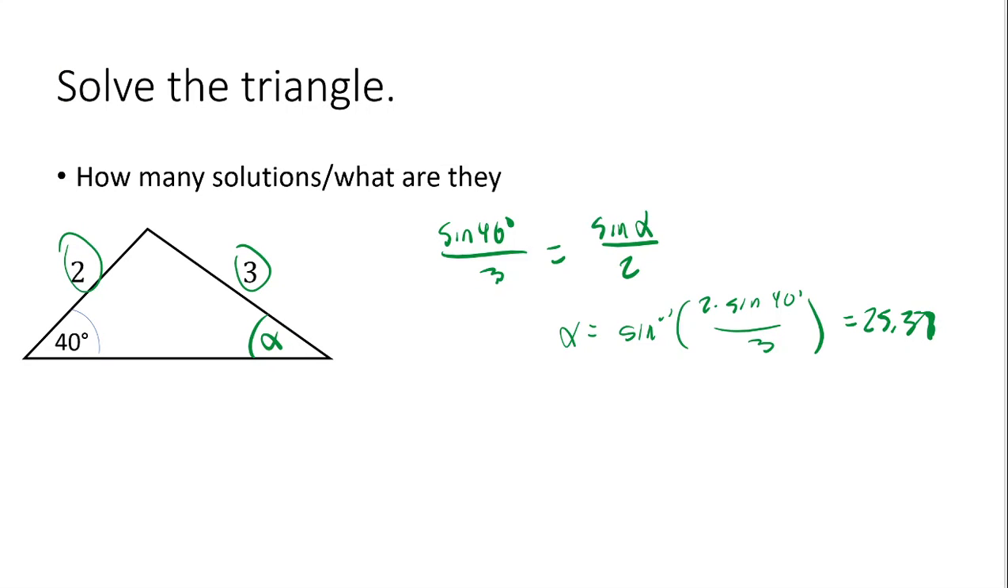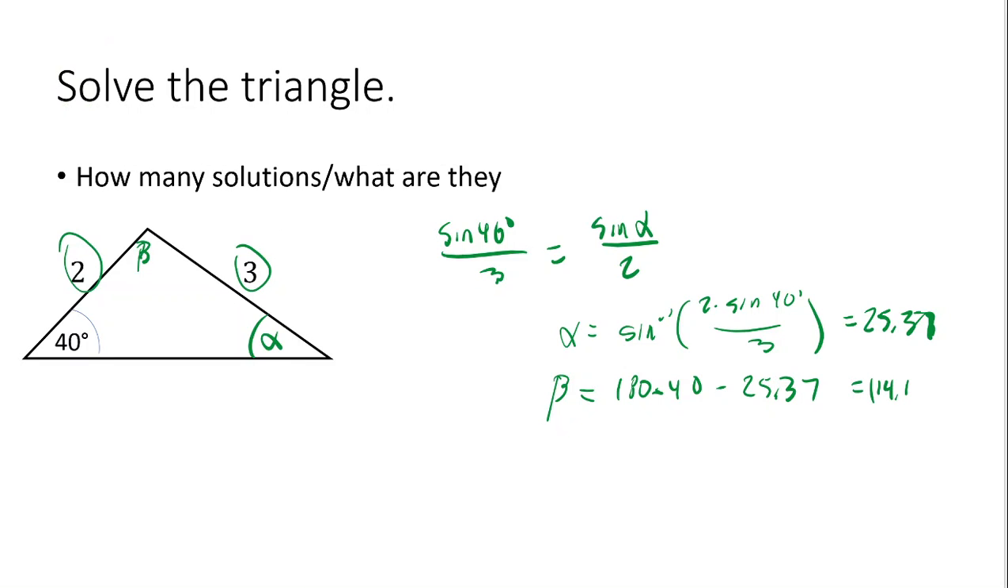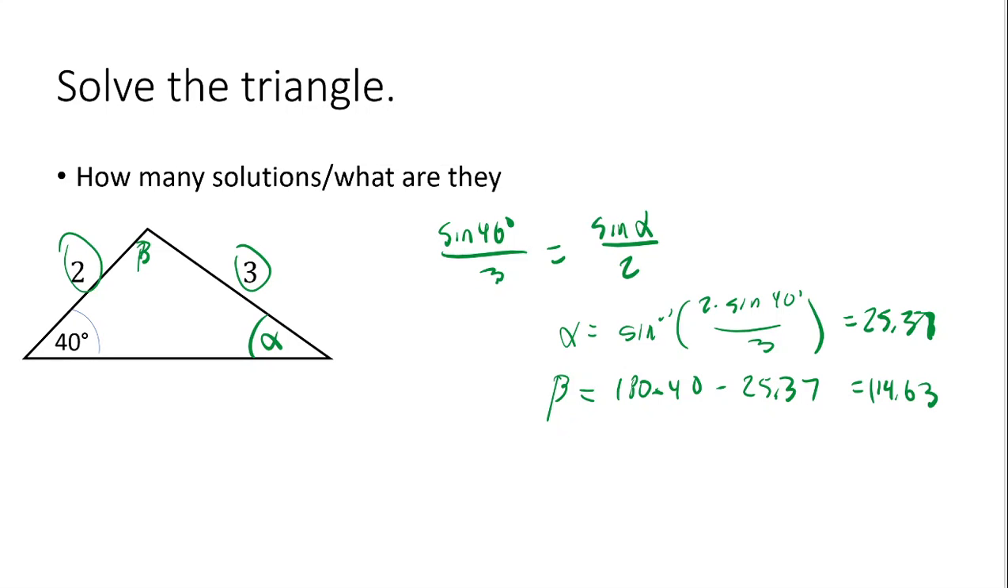Okay, and we can find beta. We'll say that this is beta, up here. That's just going to be 180 minus 40 minus this 25.37. So what's that? Plus 40, 180 minus that. Okay, so that means beta is 114.63, because I'm just making it round numbers.